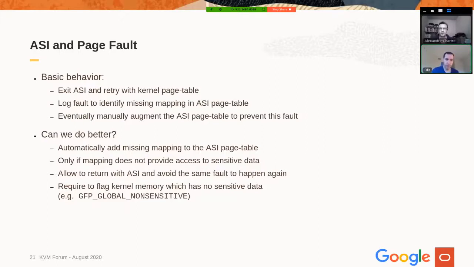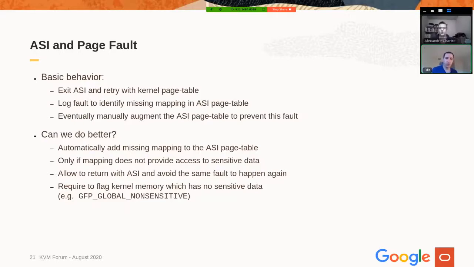So basically, we are exiting the ASI on page fault. What we do in that case is log some information about the fault so that we can identify afterward what is missing in the ASI and what has caused the fault. Eventually, we can add the missing mapping to the ASI page table to prevent the fault. So this is manual processing. We have to look at the log, figure out what's missing, and then add the mapping.